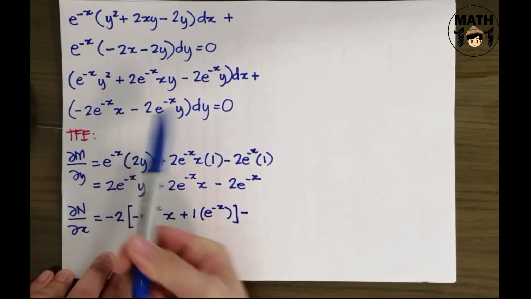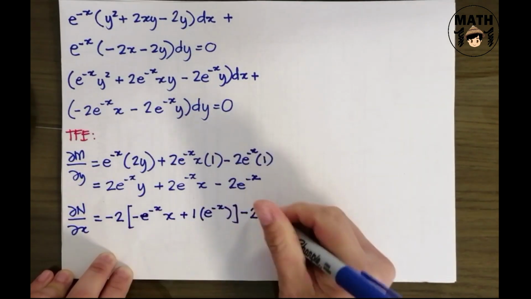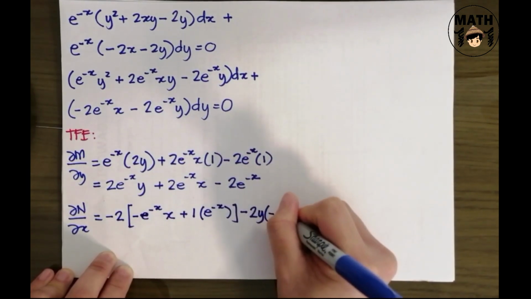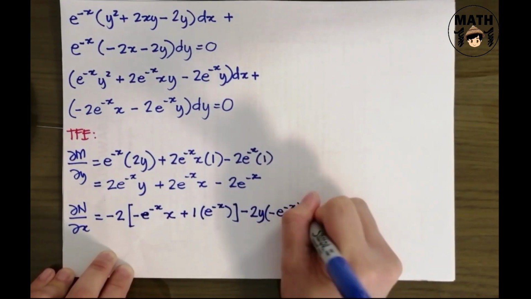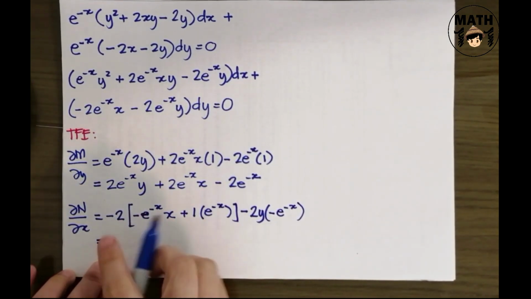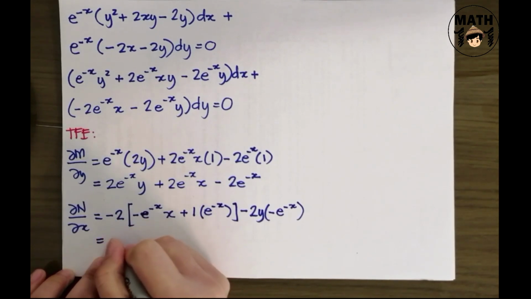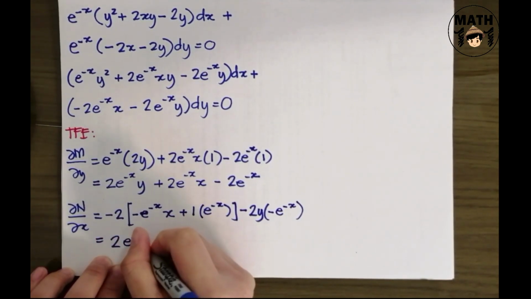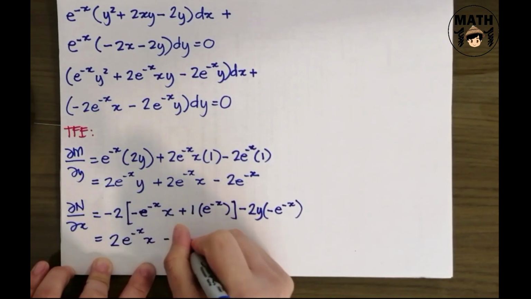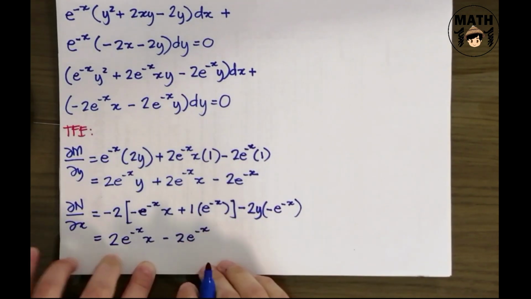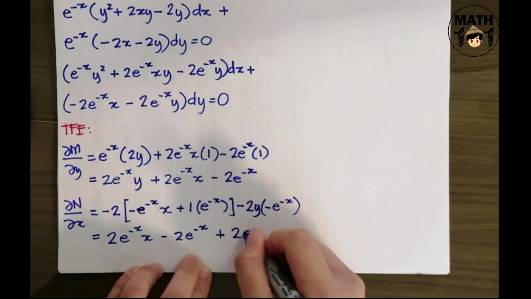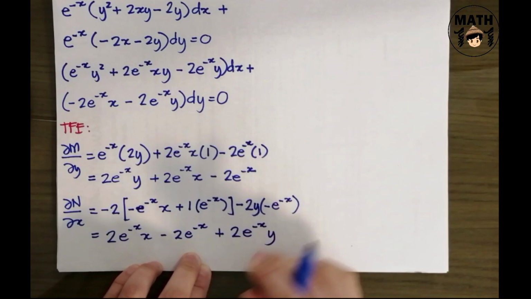minus 2, y is taken as constant. Derivative ng e raised to negative x is negative e raised to negative x. Simplifying this, distribute lang natin to. Negative times negative, that is positive. E raised to negative x times x. Negative 2 e raised to negative x. Negative times negative is positive. 2 e raised to negative x times y.